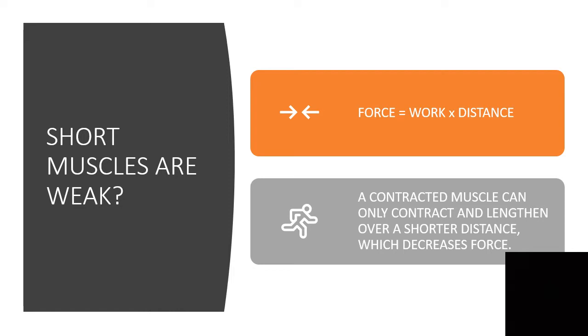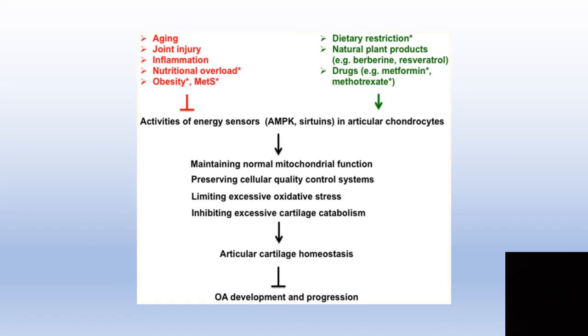So when we do muscle testing in the office, not to get too deep dive here, but one of the things that we'll look at is if a muscle is testing weak, could that be due to the fact that the muscle is actually shortened and therefore just needs to be stretched as opposed to having strengthening exercises thrown at it? Moving on here, this is just a simple slide that talks about some of the factors that go into creating degeneration in the joints over time. Number one is aging, previous joint injury, inflammation, nutritional overload, obesity, metabolic syndrome.